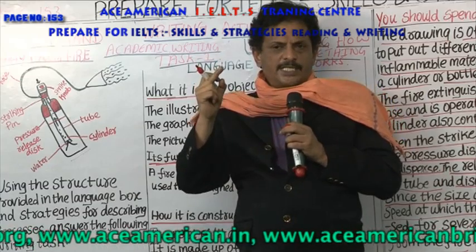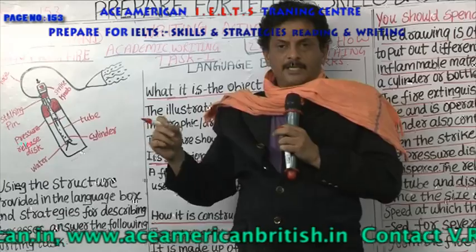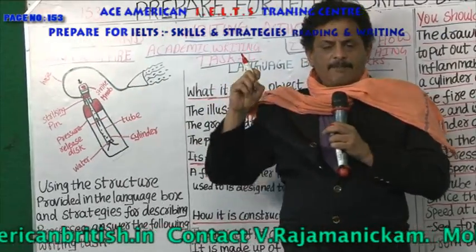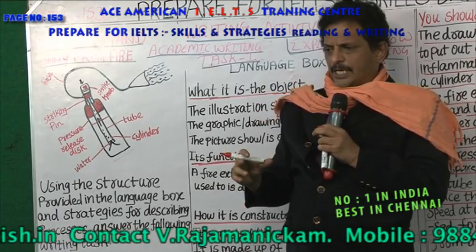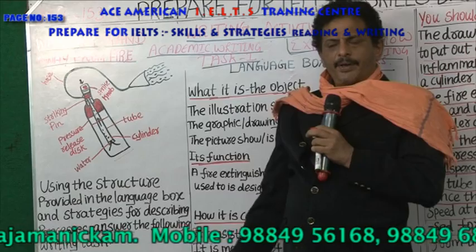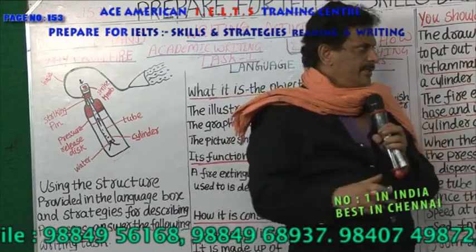Since the hose size is narrower than the cylinder size, the water is fully forced up and it goes several meters away from the fire extinguisher, and it puts off the fire. So this is the process.